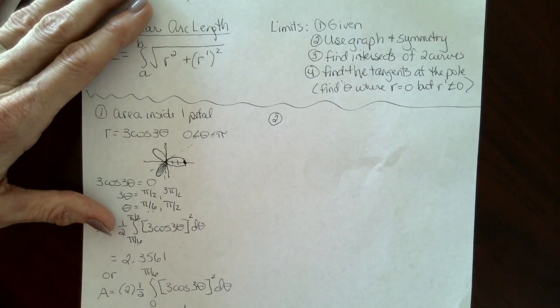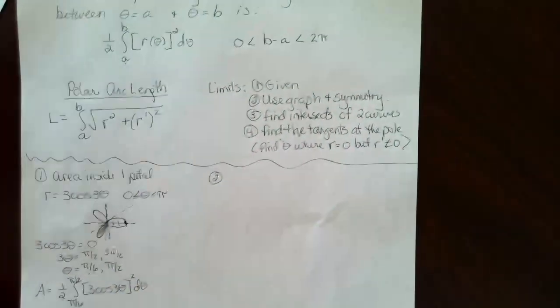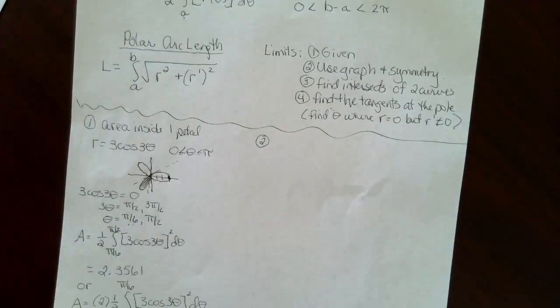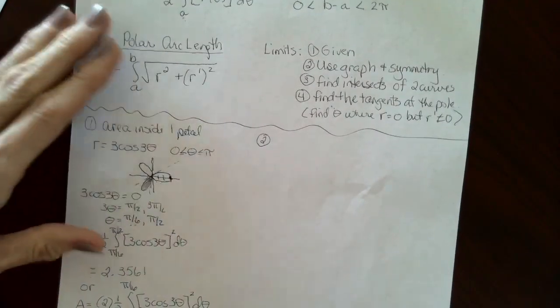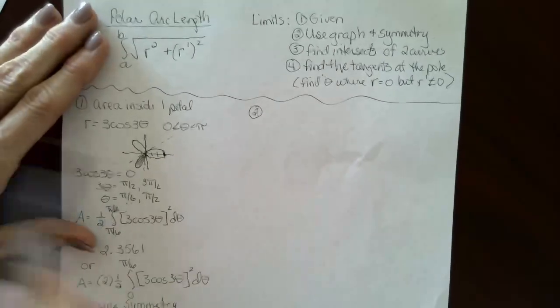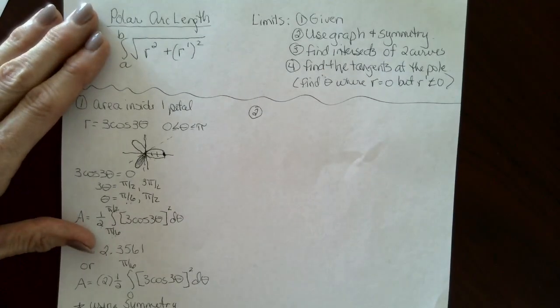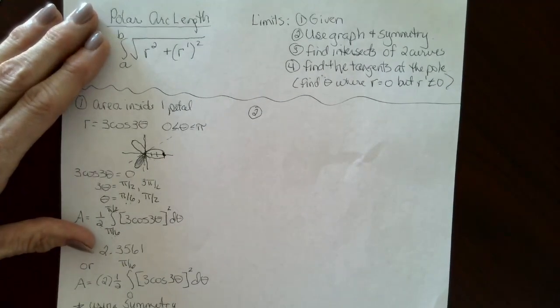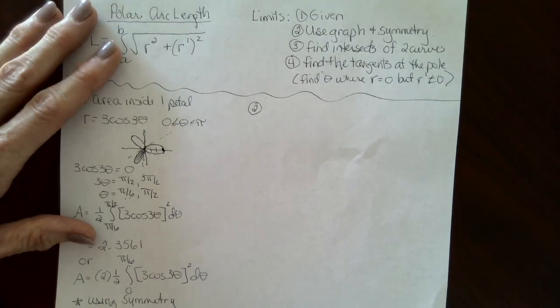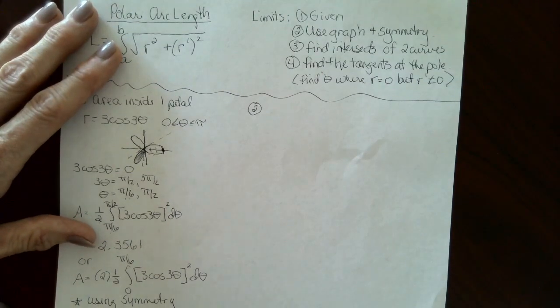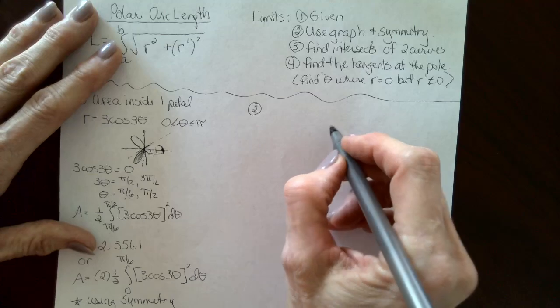Which one? It's a cardioid. It's the heart-shaped one. It has a little point here. And then it wants the area inside that, but outside r equals 6. What is r equals 6? That's a circle. So I want us to graph this first.